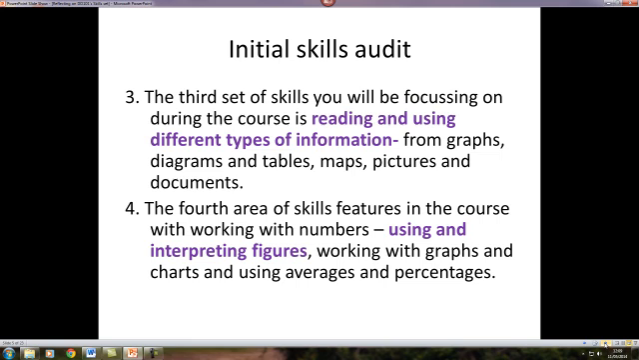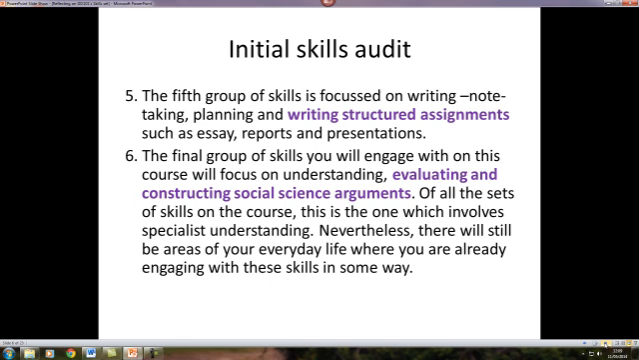Here are the other types of skill that we were looking for. Number 5 here is really rather important. Whatever types of assessment you are using, by now we would be worried if you hadn't made progress in terms of writing your essays. Number 6, of course, is particular to this course.